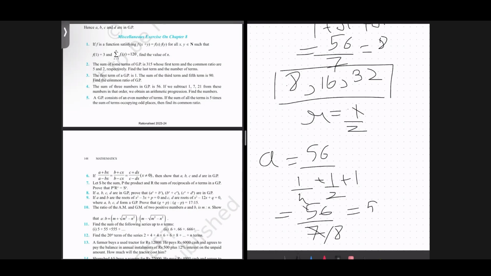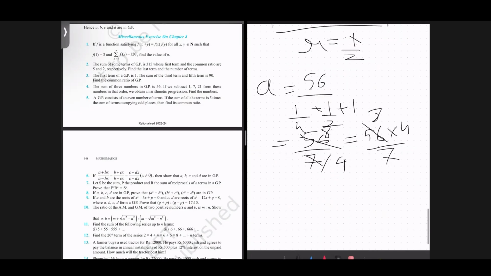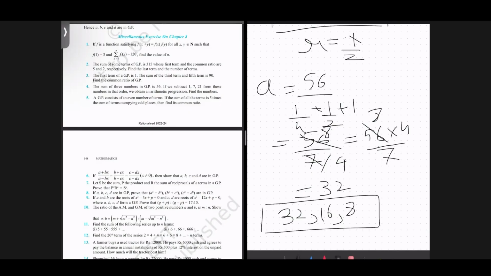You get, so this goes, I guess, yeah, that is what it should do. Oh, so it's 7 by 4, not 7 by 8, my bad. So you have 56 into 4 upon 7. This gets cancelled, and this finally becomes 32. So your terms at the end are going to be 32, 16, and 8, which are the terms for R equals 2 as well. So the terms are going to be the same, 8, 16, and 32. The common ratio can be 2 or the common ratio can be half, right?